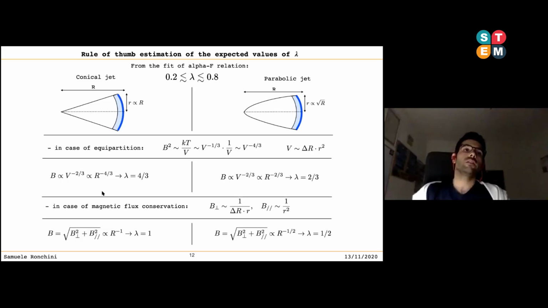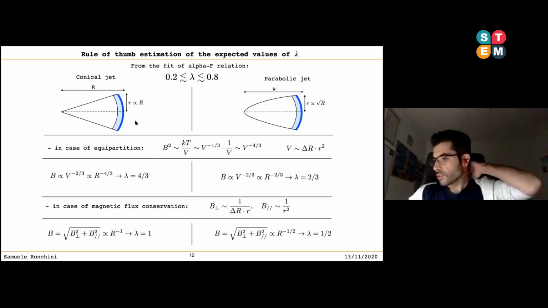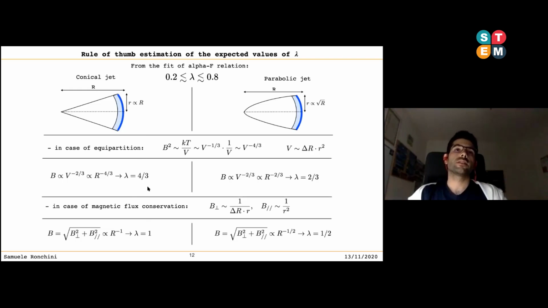On the other hand, we also analyze the case of magnetic flux conservation. So you can see that in the case of a conical jet, which is the simplest scenario we can imagine, the values of lambda are systematically larger than what we observe. Instead, the values of lambda are compatible with what we obtain from observation if we simply assume that the jet is parabolic and not conical.